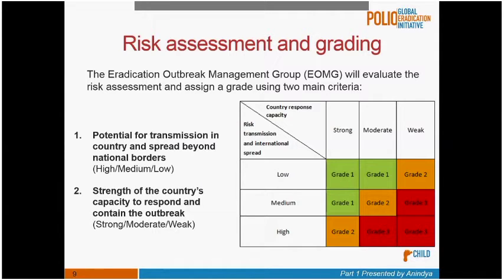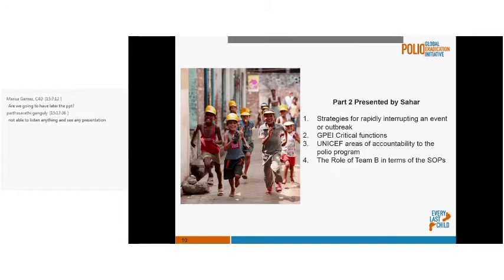There are several countries which you'll know perhaps through your own work in different regions where this can happen. Equally, there are several countries where there is a strong response capacity and the risk of transmission is low because of high population immunity. So we grade this because the grading decides on the scale of response that GPEI mounts. So that, I believe, is it. Is there anything else?